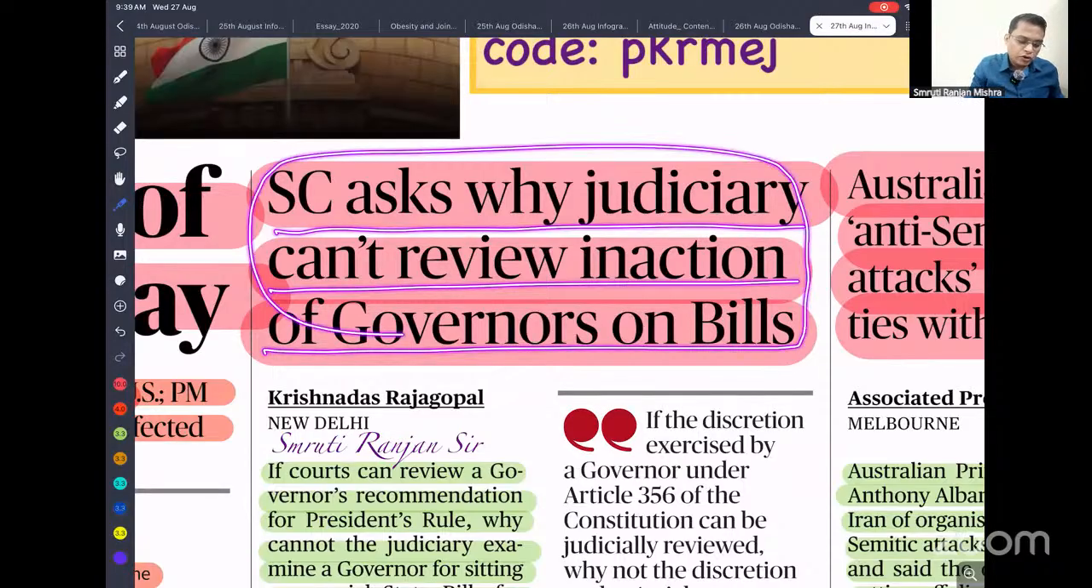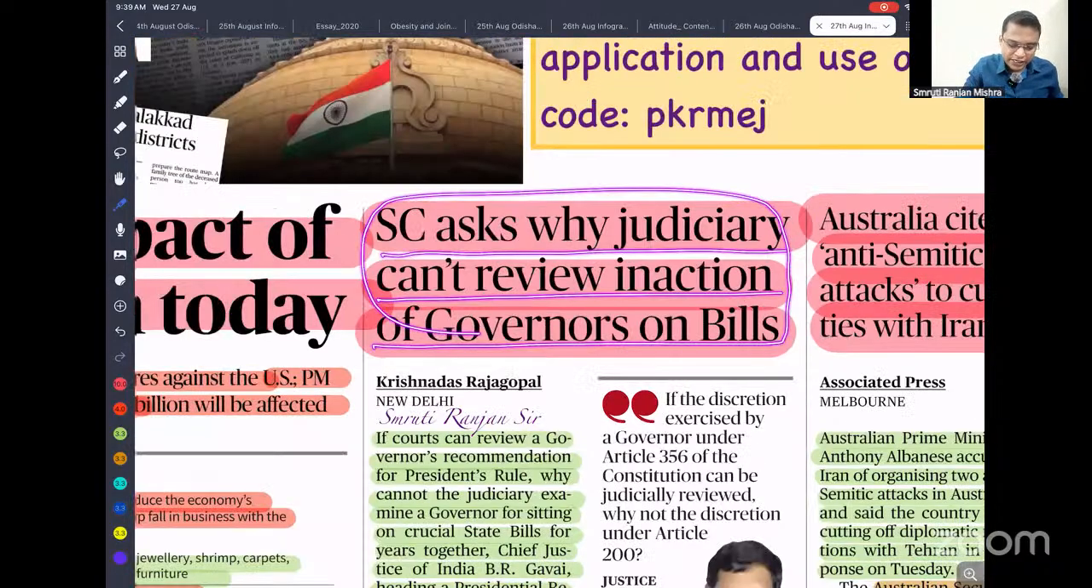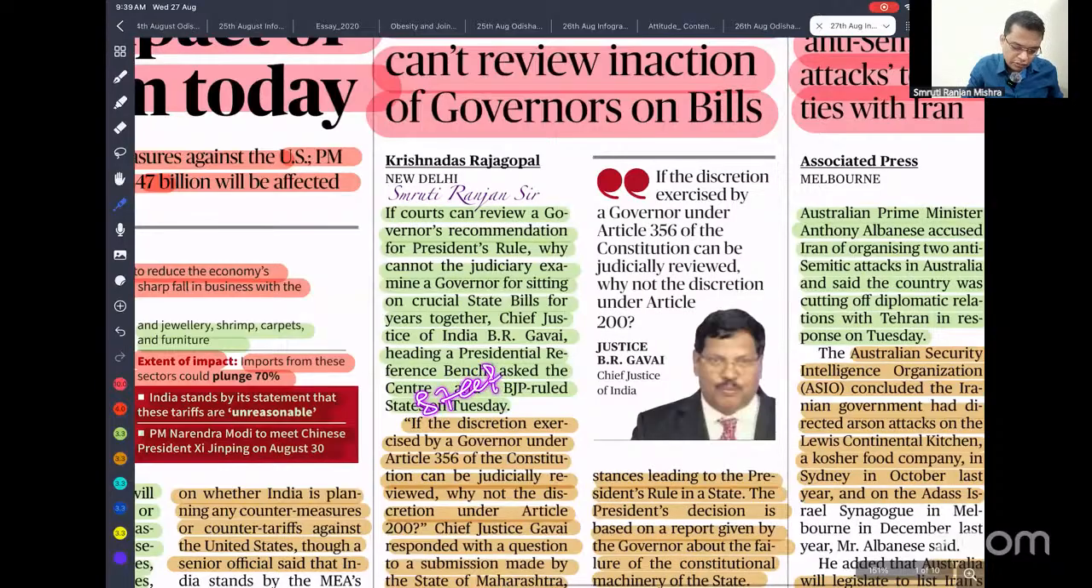Okay. So the next important article is: Supreme Court asks why the judiciary can't review inaction of the governor on a bill. Let's say the state legislative assembly passes a bill and it is presented before the governor. The governor can give his assent, withhold his assent, or reserve and return the bill. In case of withholding, if no action is taken, the bill ends. That means even if a democratically elected government and legislators pass the bill, ultimately the governor has the power to block it.